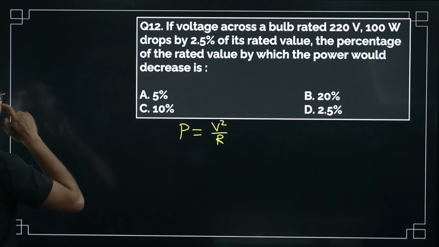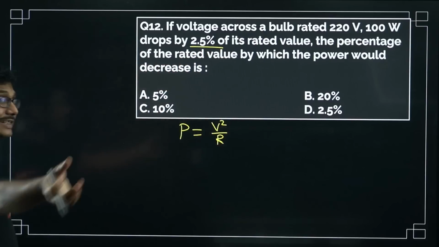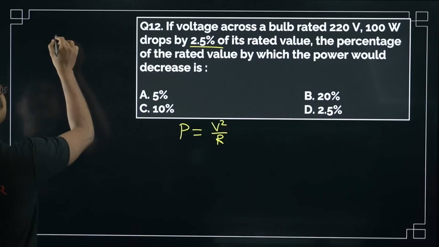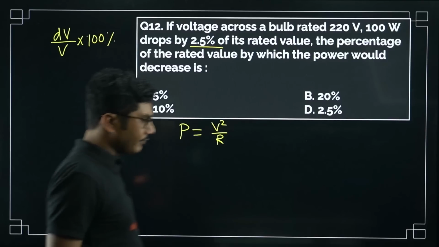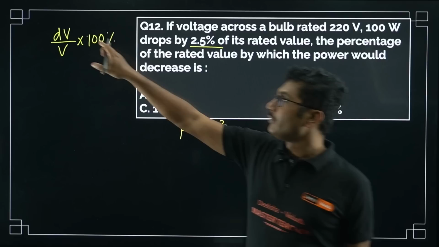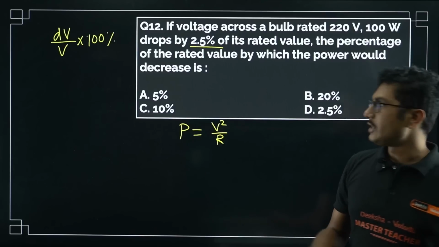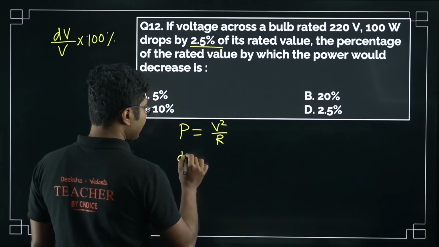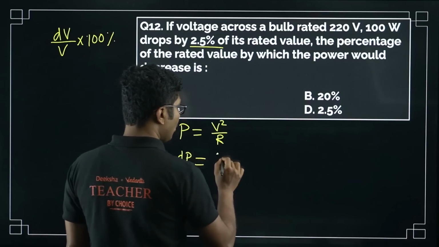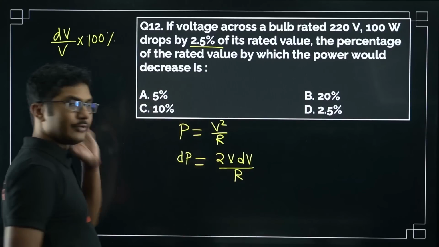Now what is the meaning of drops by 2.5%? It means percentage change is 2.5%. What is the meaning of percentage change? If you take the change, divide it by the initial value and multiply by 100%, you get the percentage change. So basically what we have to do, first we have to differentiate both sides. Differentiating both sides, we get dP equals 2V dV by R. R is constant, so that is why we are getting this formula.